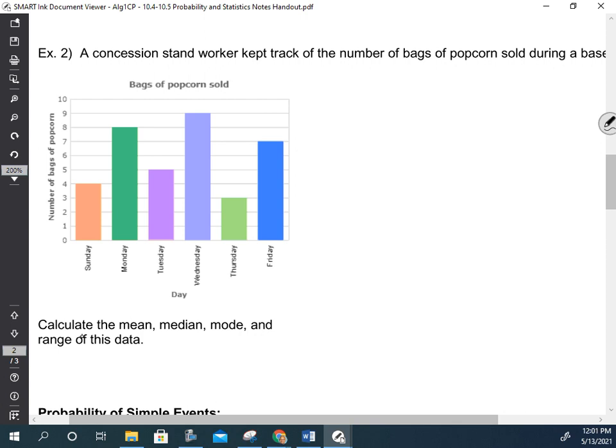So that means Sunday, bars up here, that means there were 4 sold on Sunday. There were 8 sold on Monday. There were 5 sold on Tuesday. And you can count the rest. We're going to find the mean, median, mode, and range.